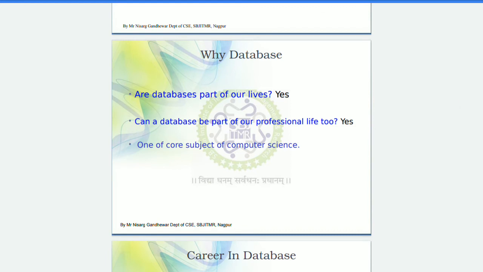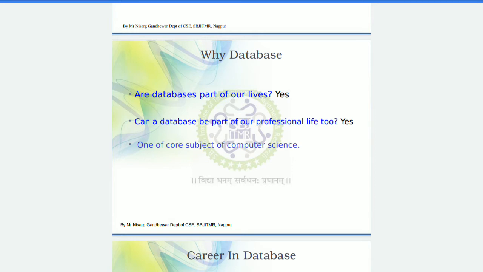All of you are using social networking sites, okay? All of you are using Facebook, LinkedIn or Instagram. You are posting some blog, some information. That information has to be stored somewhere. So where is this information going to be stored? That information will be stored in the database.